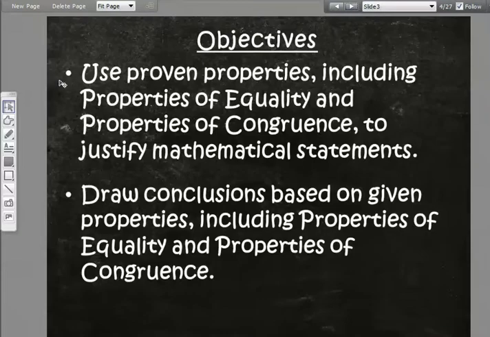The objectives in this lesson are to use proven properties, including properties of equality and properties of congruence, to justify mathematical statements, and to draw conclusions based on given properties, including properties of equality and properties of congruence.